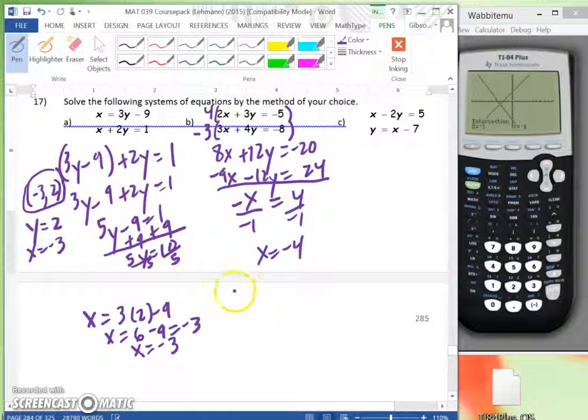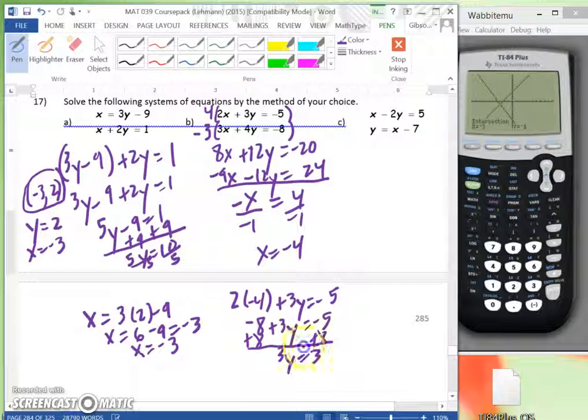So I'm going to pick the top. So I had 2 times negative 4 plus 3y equals negative 5. 2 times negative 4 is negative 8, plus 3y equals negative 5. We'll add 8 on both sides, and we have 3y equals 3. Divide each side by 3, and y is 1. So we have x is negative 4, y is 1. So our ordered pair will be negative 4, comma 1. That will be our final answer.